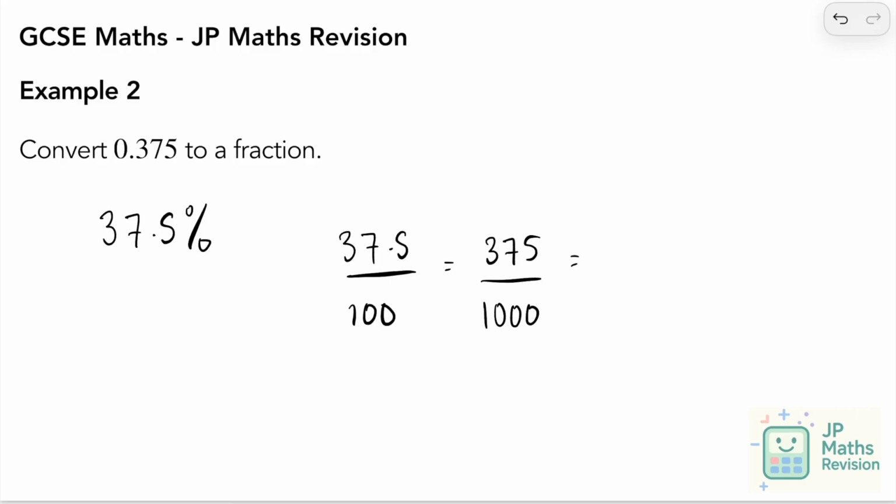So we could divide both the numerator and denominator by, say, 25. 25 goes into 375 15 times, and 25 goes into 1,000 40 times. Now I can simplify 15 over 40, and that becomes 3 over 8, because I can divide the top and the bottom by 5. So 0.375 is 3/8 as a fraction.